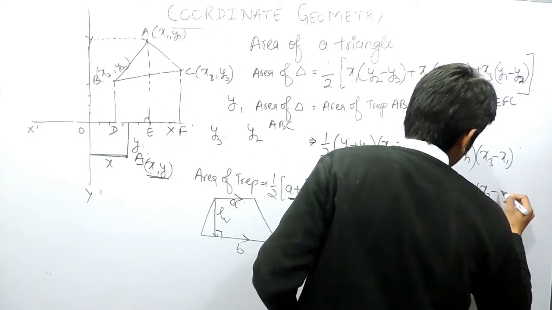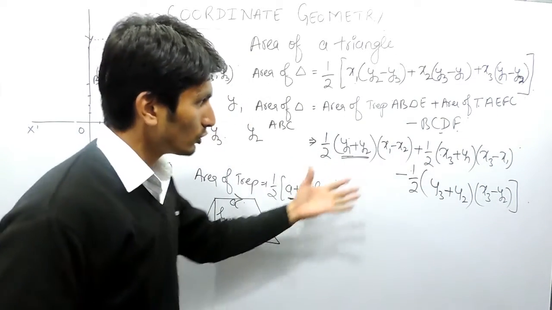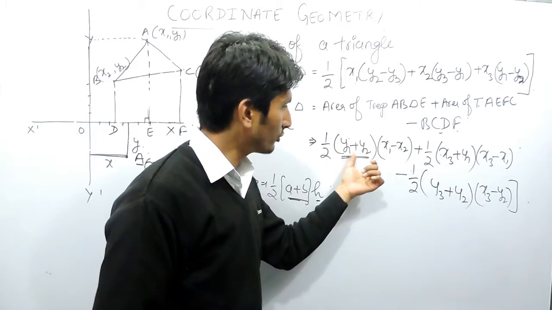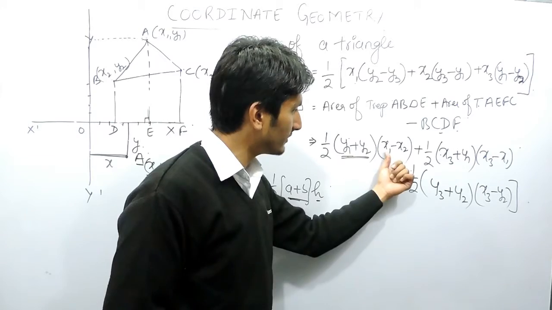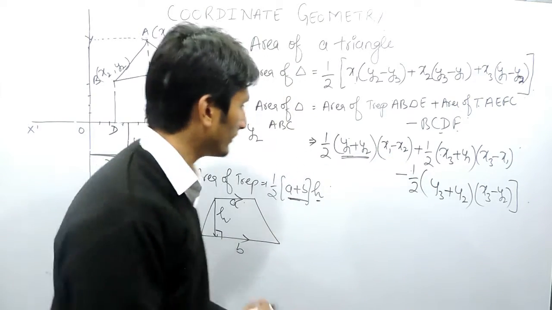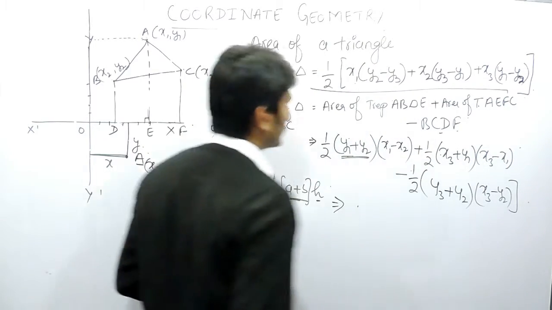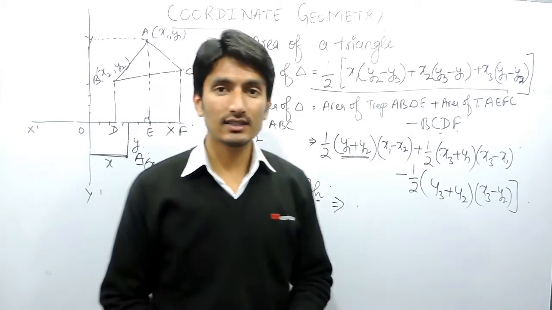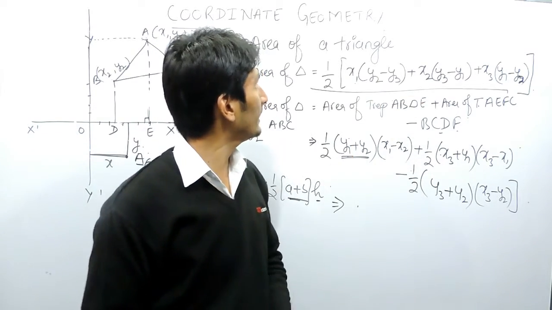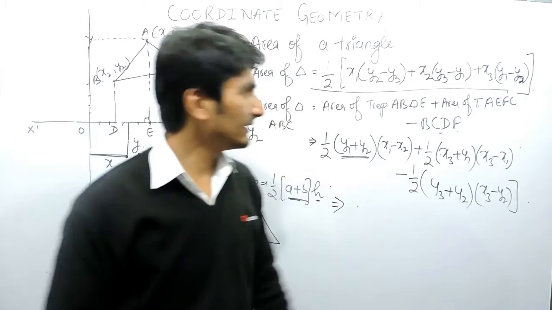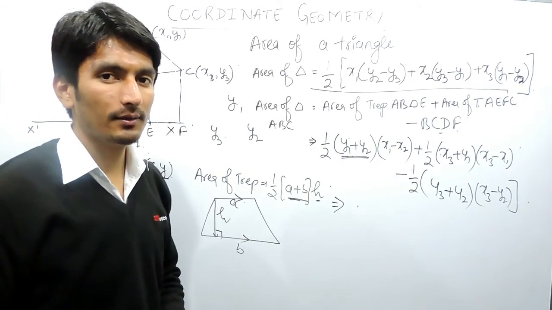So solving this, first of all you have to open this bracket. For that you have to multiply this with this and this with this, and solving this complete value, you will get this formula, and this is how you will be able to form the formula for area of a triangle. And in the next video we'll solve questions based on area of triangle. Thank you.